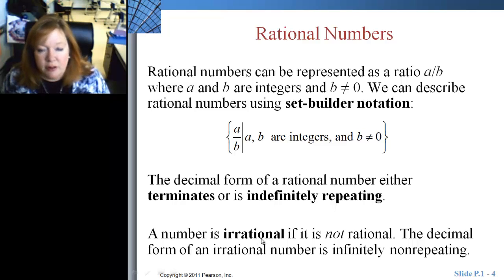Irrational. No, don't say that's your girlfriend. Irrational is a number that's not rational. So the decimal is infinite and it doesn't repeat in a pattern.